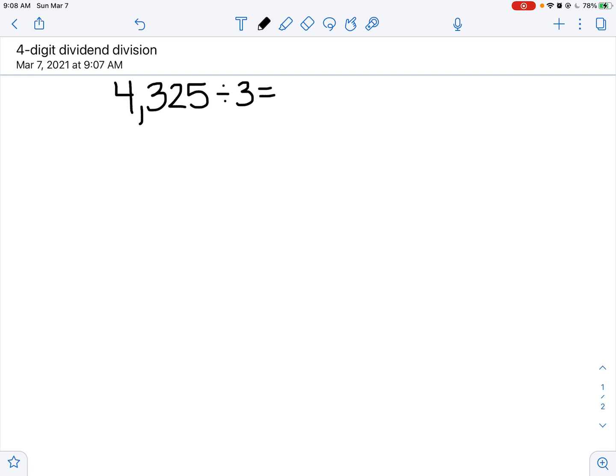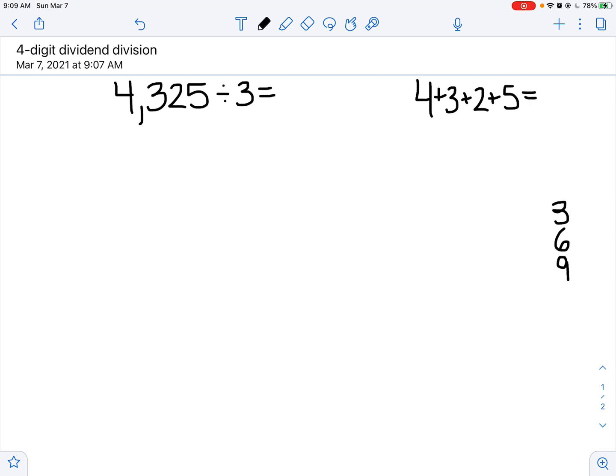We've got 4,325 divided by 3. And I'm just going to do an extra added little step. Not sure if you guys remember the fun trick to see if something is divisible by 3. Or in other words, I want to know, is 4,325 a multiple of 3? Do you remember that fun little trick where you take the digits of your number and add them all together to find out if they're divisible by 3? You add them all together, and if you end up with 3, 6, or 9 as your answer, then you know it'll be divisible by 3.